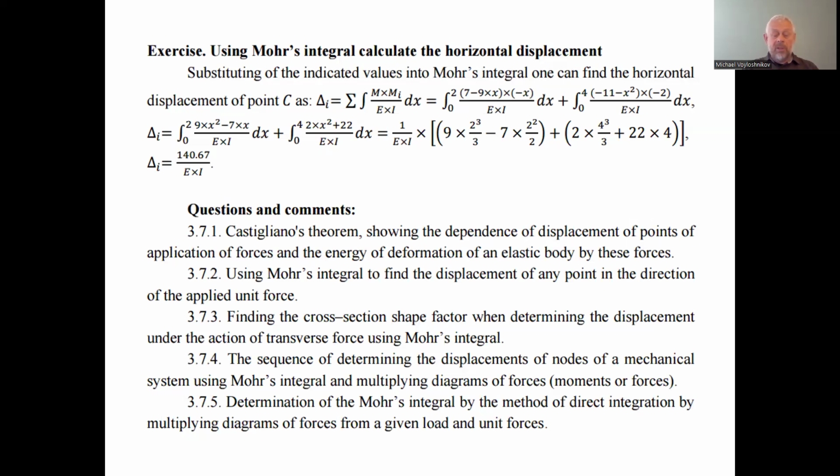3.7.5, determination of the Mohr integral by the method of direct integration by multiplying diagrams of forces in the given load and unit force. Yeah, we had an example of the direct determination of the Mohr integral without the use of any practical approaches like Simpson, Vereshchagin, trapezoid, etc. Thank you.